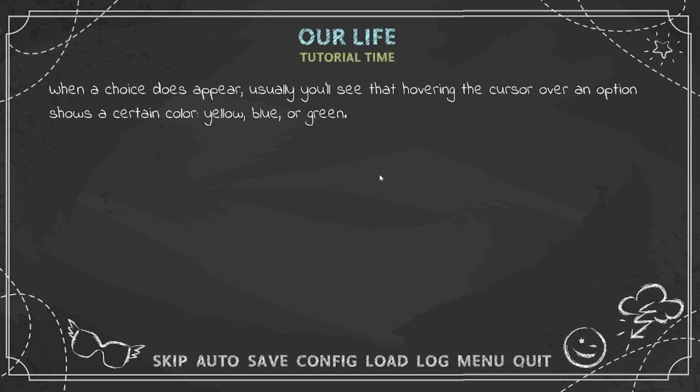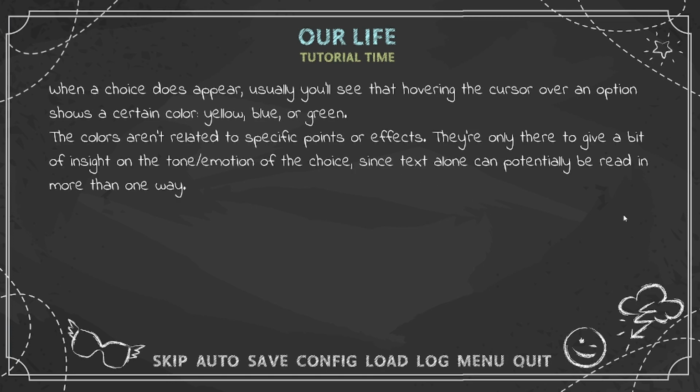When a choice does appear, usually you'll see that hovering the cursor over an option shows a certain color, yellow, blue, or green. The colors aren't related to specific points or effects. They're only there to give a bit of insight on the tone or emotion of the choice. Well, what do those 3 colors mean? Since text alone could potentially be read in more than one way.